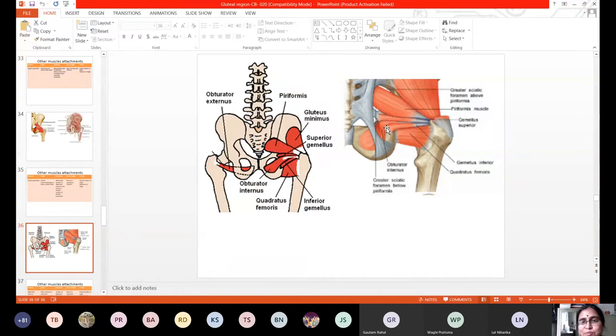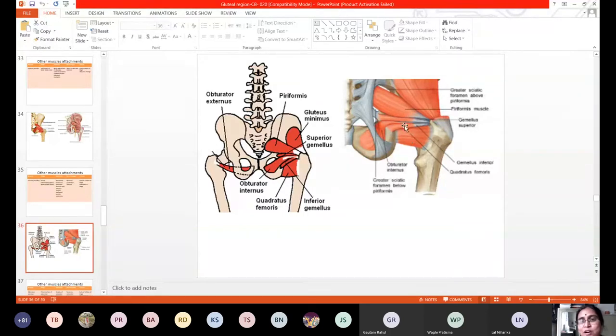Ischial tuberosity. It arises from the ischial tuberosity, and part of it also arises from the lesser sciatic notch. These muscles also blend with the tendon of obturator internus, and via the tendon of obturator internus, it inserts into the medial surface of the greater trochanter.